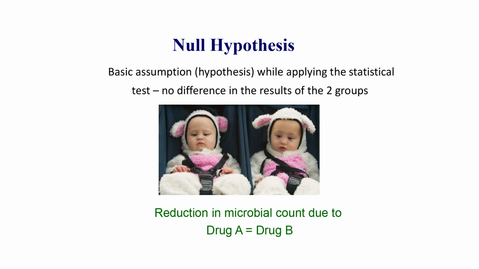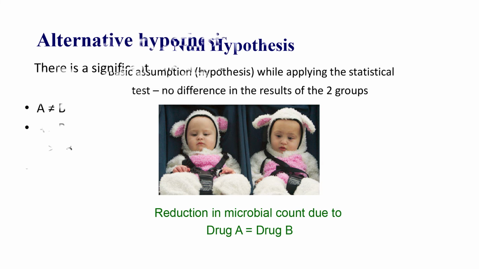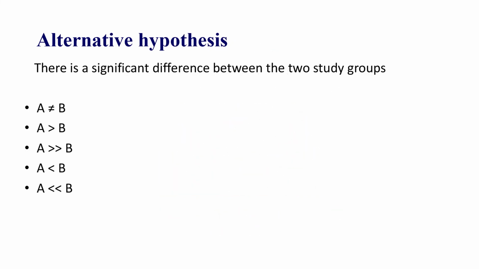You start with the null hypothesis, and null hypothesis is always on the assumption that the two things which you are comparing are equal in nature. And there can be an alternative hypothesis. So in this case, the alternative hypothesis can be A is not equal to B, A is better than B, A is far better than B, A is inferior to B, or A is very inferior to B. So these all can be alternative hypotheses which you can put across. But your null hypothesis will always be one, and that is both the drugs are equal.